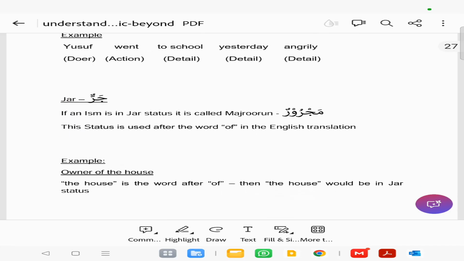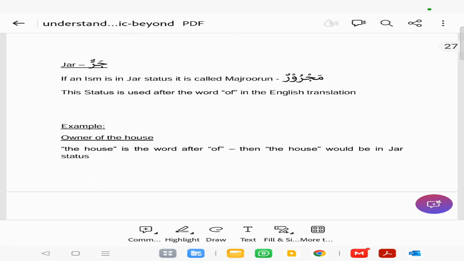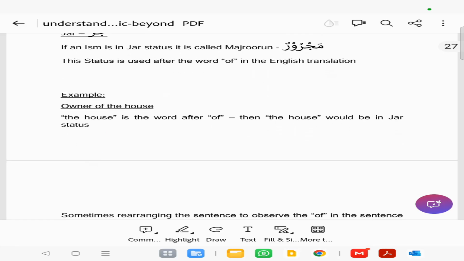And the last status is the jar. So if an ism is in jar status, it is called majrurun. And this status is used after the word of in the English translation. So again, we'll discuss this in more detail after, especially in the Arabic structure and the Arabic way. But for now, we'll just explain it in terms of the English translation. So an example would be owner of the house. So the house is the word after of. Then the house would be in jar status.